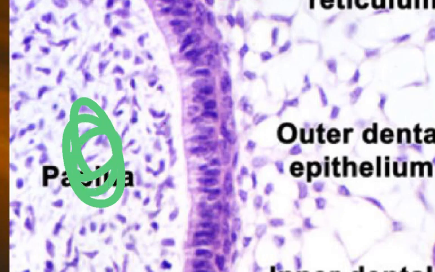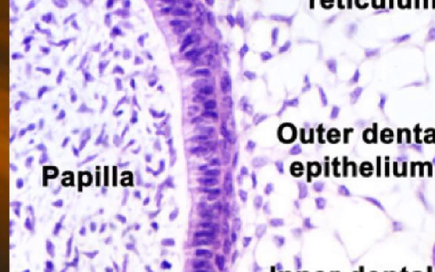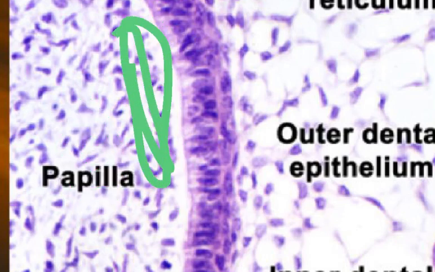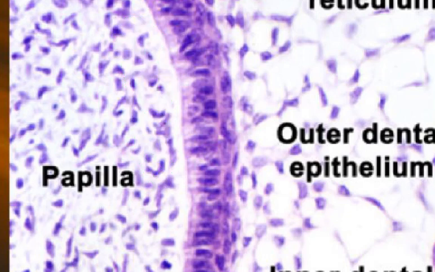This is the papilla here, cell-free zone. This part of the papilla, the cells in this area close to the cell-free zone, will become odontoblasts and secrete dentine. These cells of the internal enamel epithelium will become ameloblasts and secrete enamel.